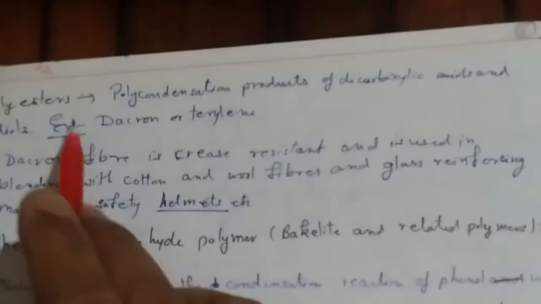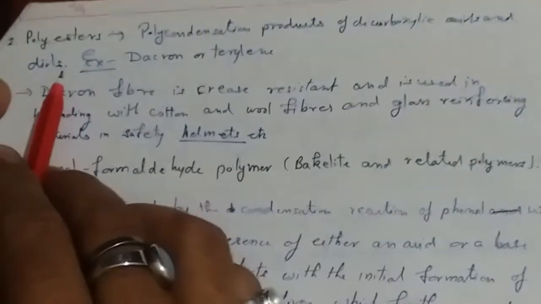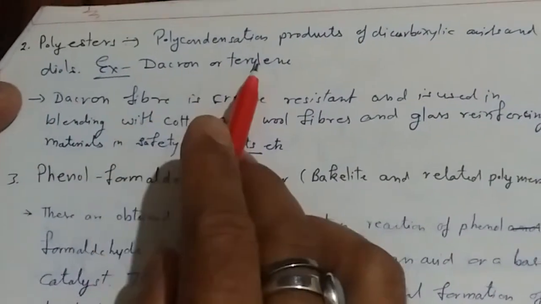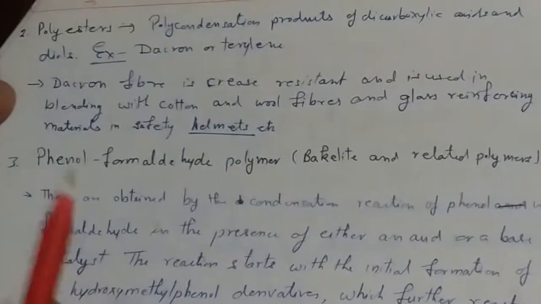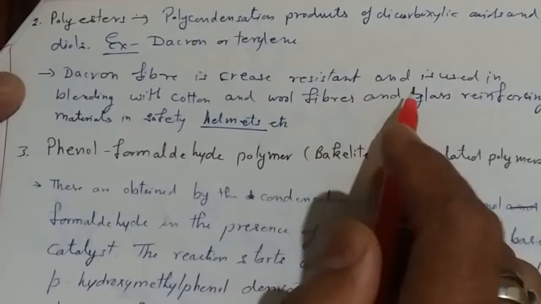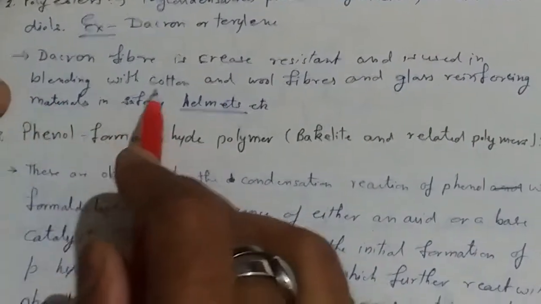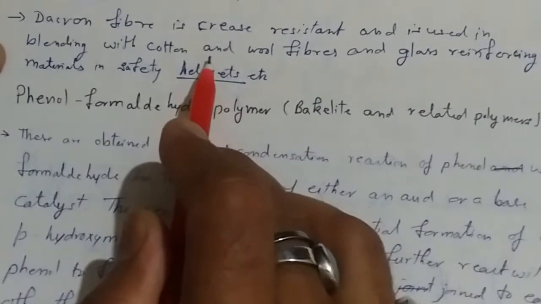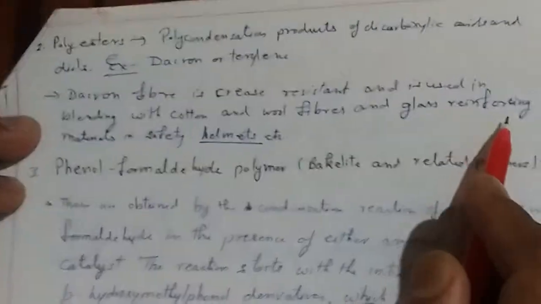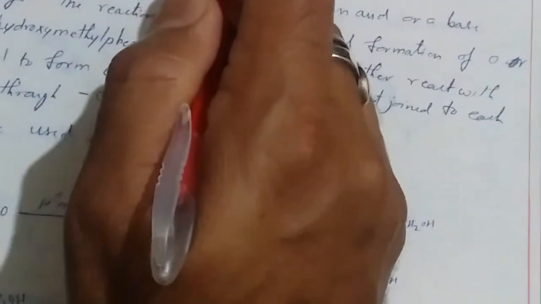Next is polyester. Polyester is the polycondensation product of dicarboxylic acid and diol, which is also known as Dacron or Terylene. I have already discussed this previously. Dacron fiber is crease resistant and it is used in blending with cotton and wool fibers, and as glass reinforcing material in safety helmets, etc.